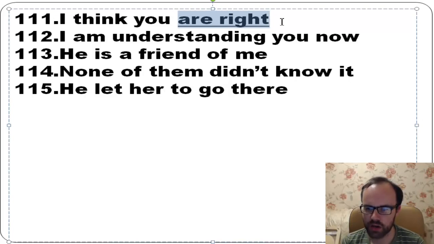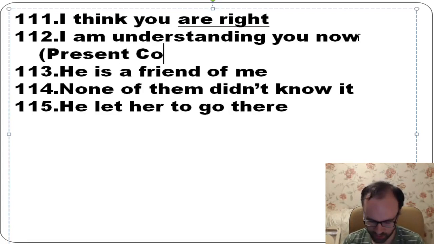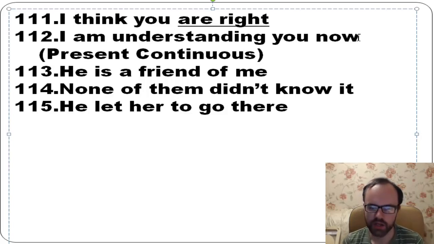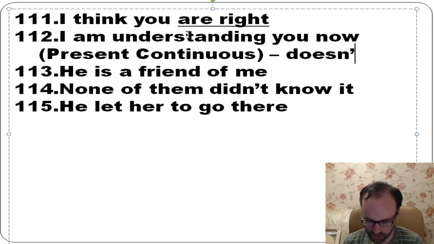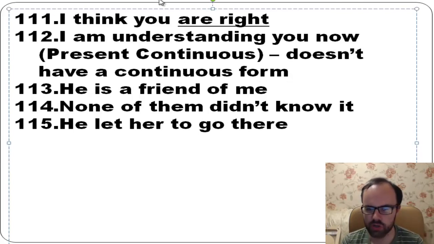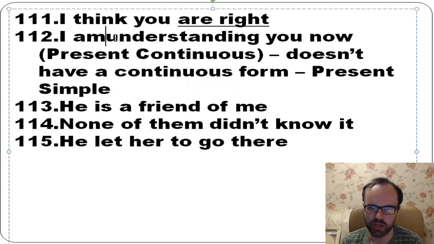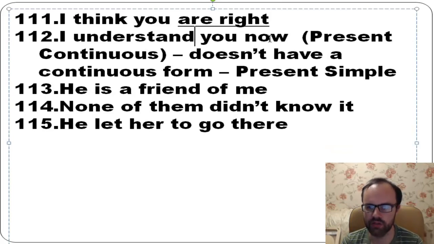I am understanding you now. So if we have now, we need to use present continuous. So you know this rule, and you can think that it's correct. But you know that this verb, understand, doesn't have a continuous form. So you need to use present simple, and you should say, I understand you now.